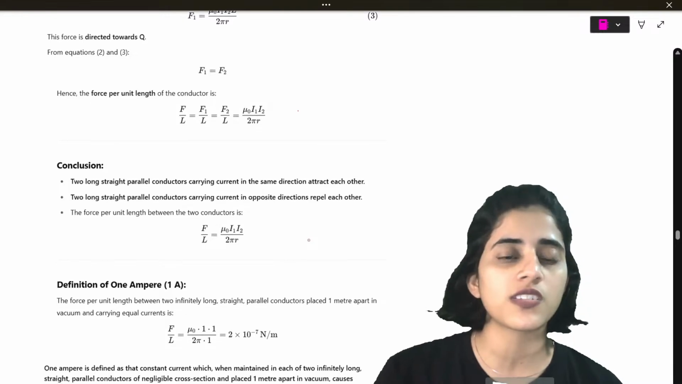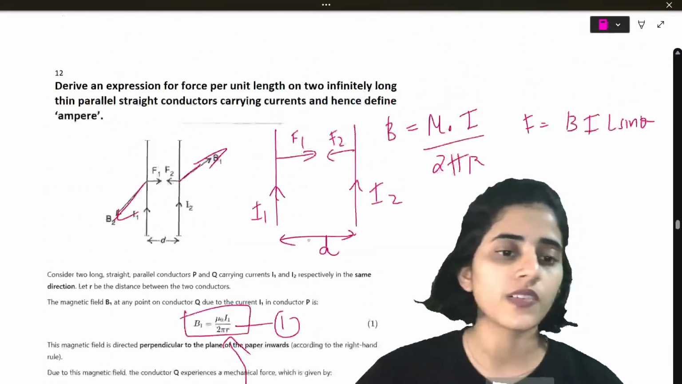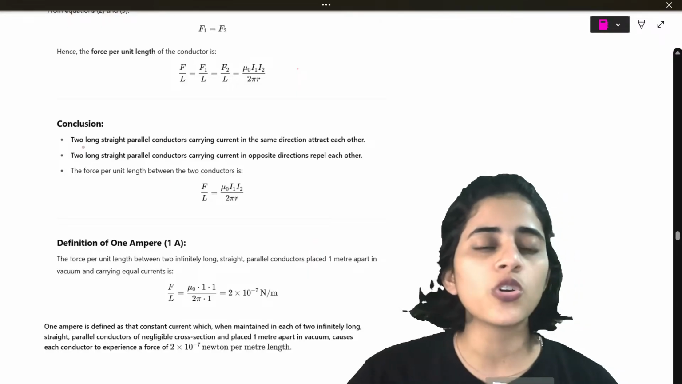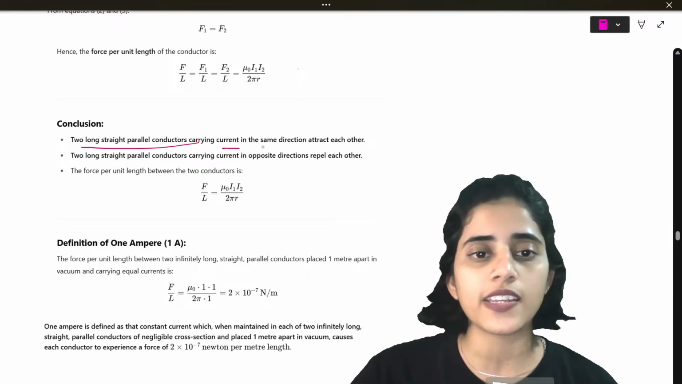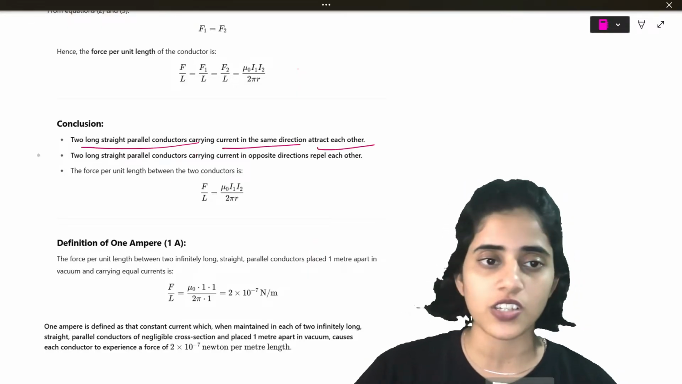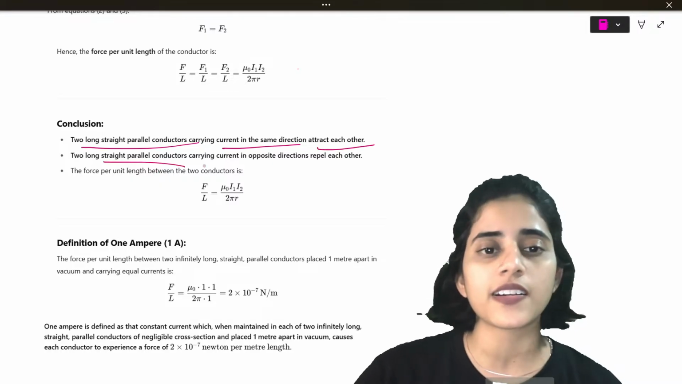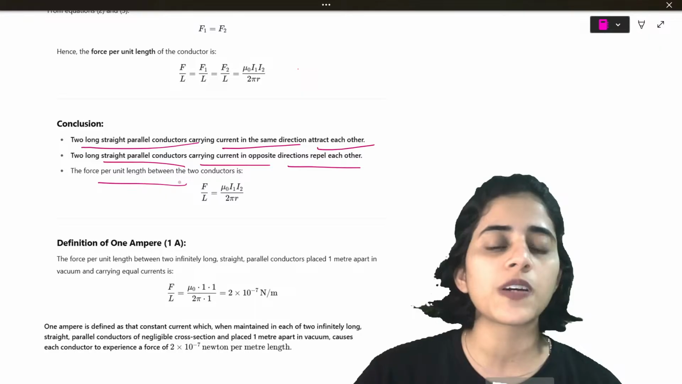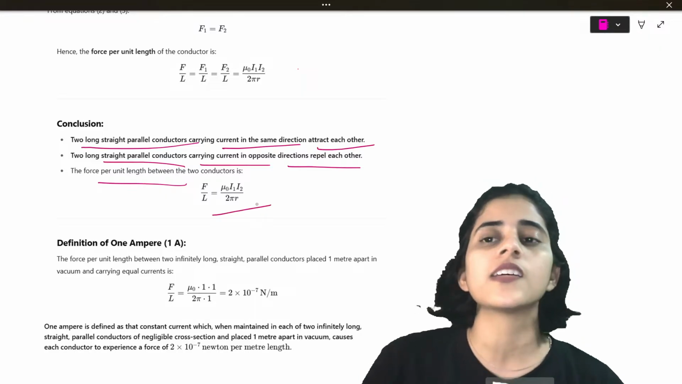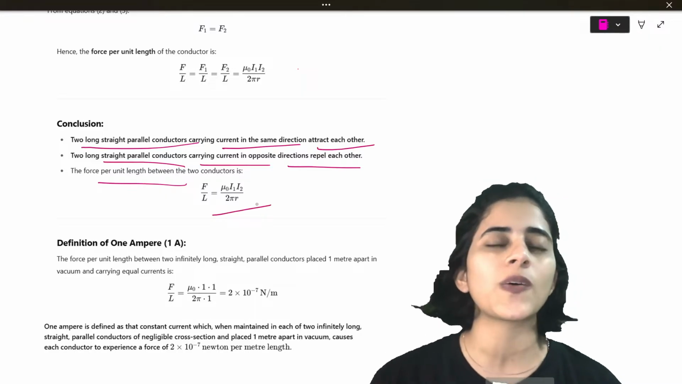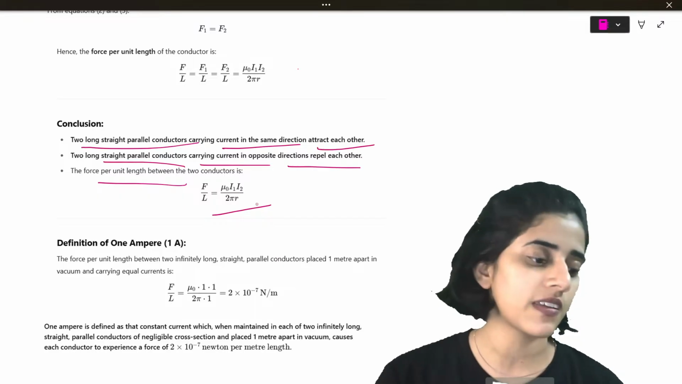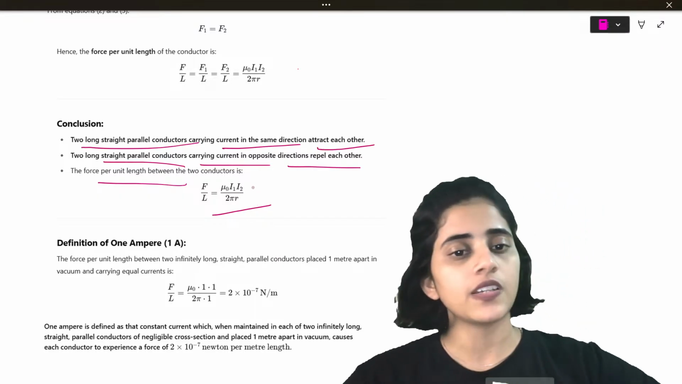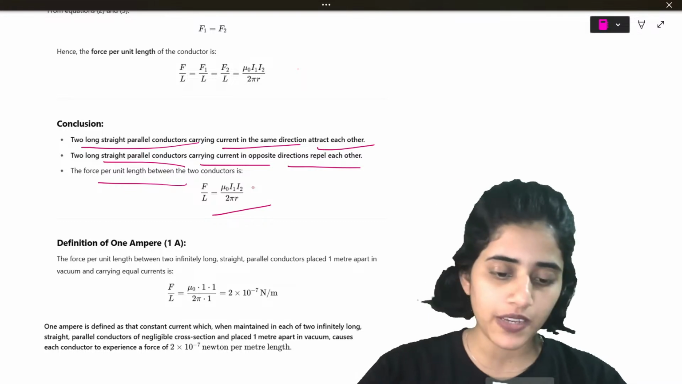What are the conclusions that you have here? Two long straight parallel conductors carrying current in the same direction attract each other. Two long straight parallel conductors carrying current in opposite directions repel each other. And the force per unit length between the two conductors is F by L, which is mu 0 I1 I2 divided by 2 pi r. From this you can also define ampere.